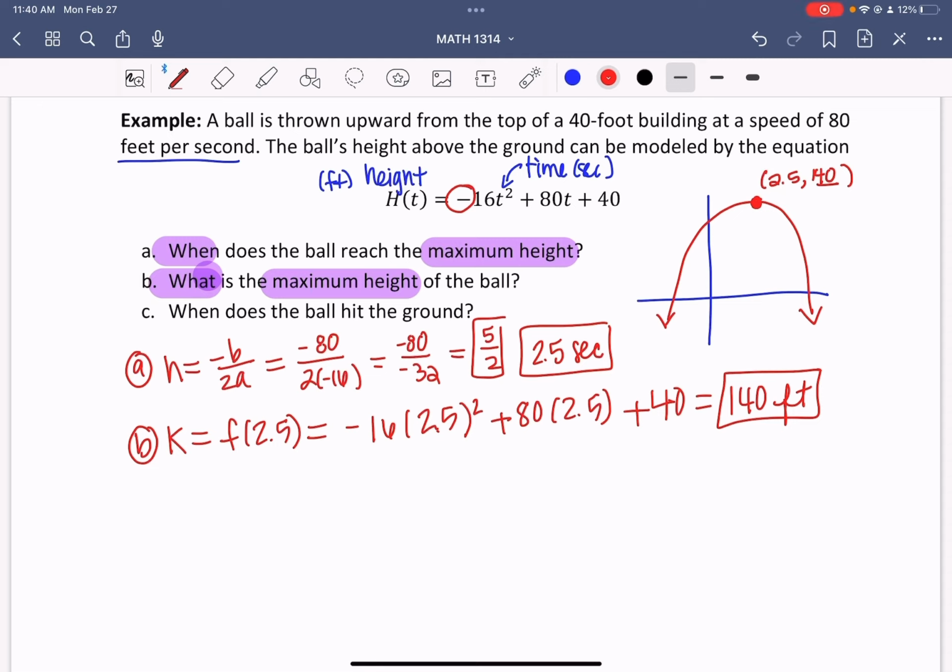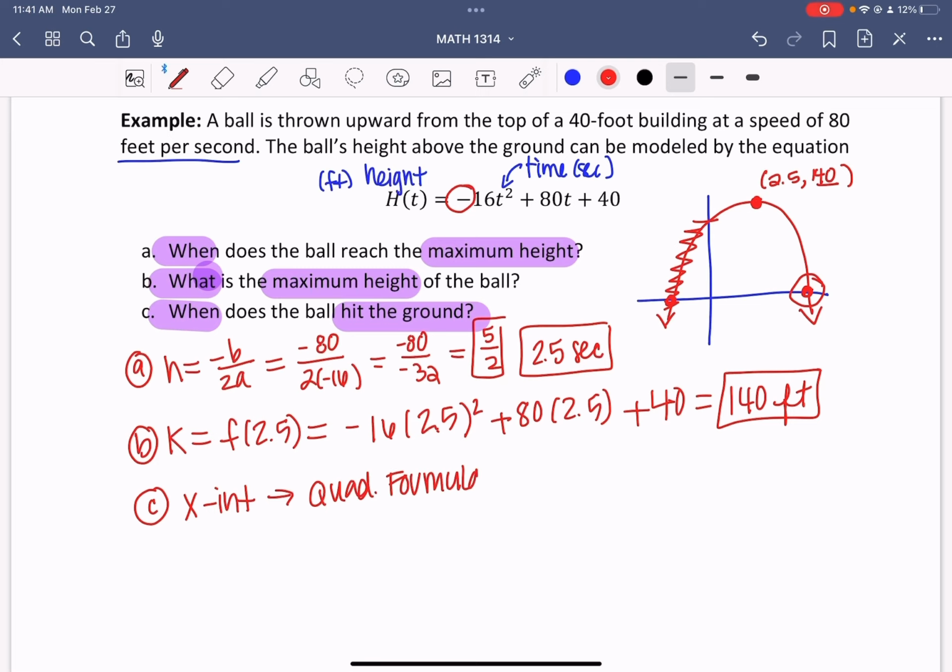So that is your vertex graphically, but application-wise, that is when it hits max height and what the max height is. The next part says, when does the ball hit the ground? So when does it hit the ground or stop? We're looking at these x-intercepts. Now in this application, right here is 40 feet, and this is when the ball is being thrown off. So we're not concerned about this side of the parabola. We're only going to be looking at our positive answer with our x-intercept. So for part C, we're looking at the x-intercept. By all means, we're going to be using our quadratic formula.